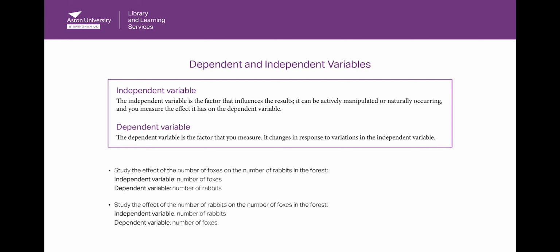However, we can flip the perspective. This time, we want to measure how the number of rabbits affects the number of foxes in the forest. In this case, the independent variable is the number of rabbits, and the dependent one is the number of foxes. This example shows that the same two variables can switch roles depending on the question that we are asking.